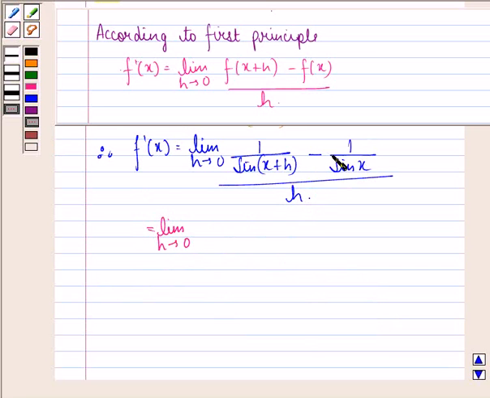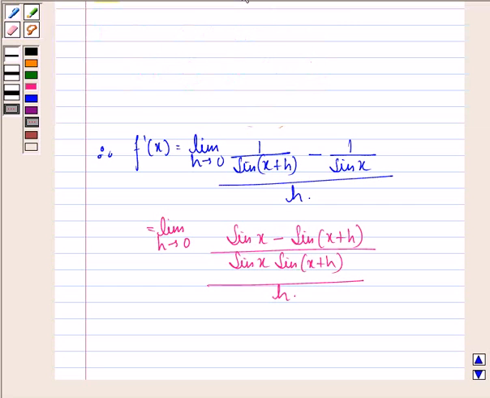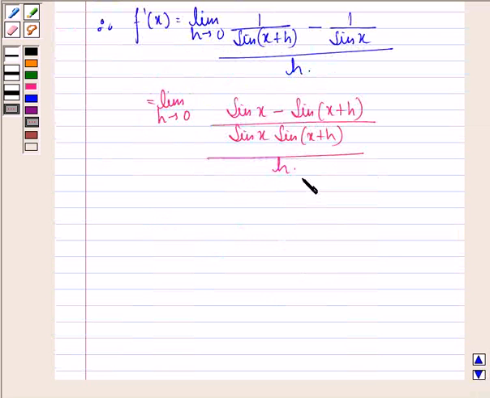Now, we see that this can be written as limit h approaching to 0. We have to subtract this from this. So, we take the LCM of the denominators, that is sin x into sin x plus h. In the numerator, we will have sin x minus sin of x plus h divided by h. Now, we have to simplify this. This is equal to limit h approaching to 0.